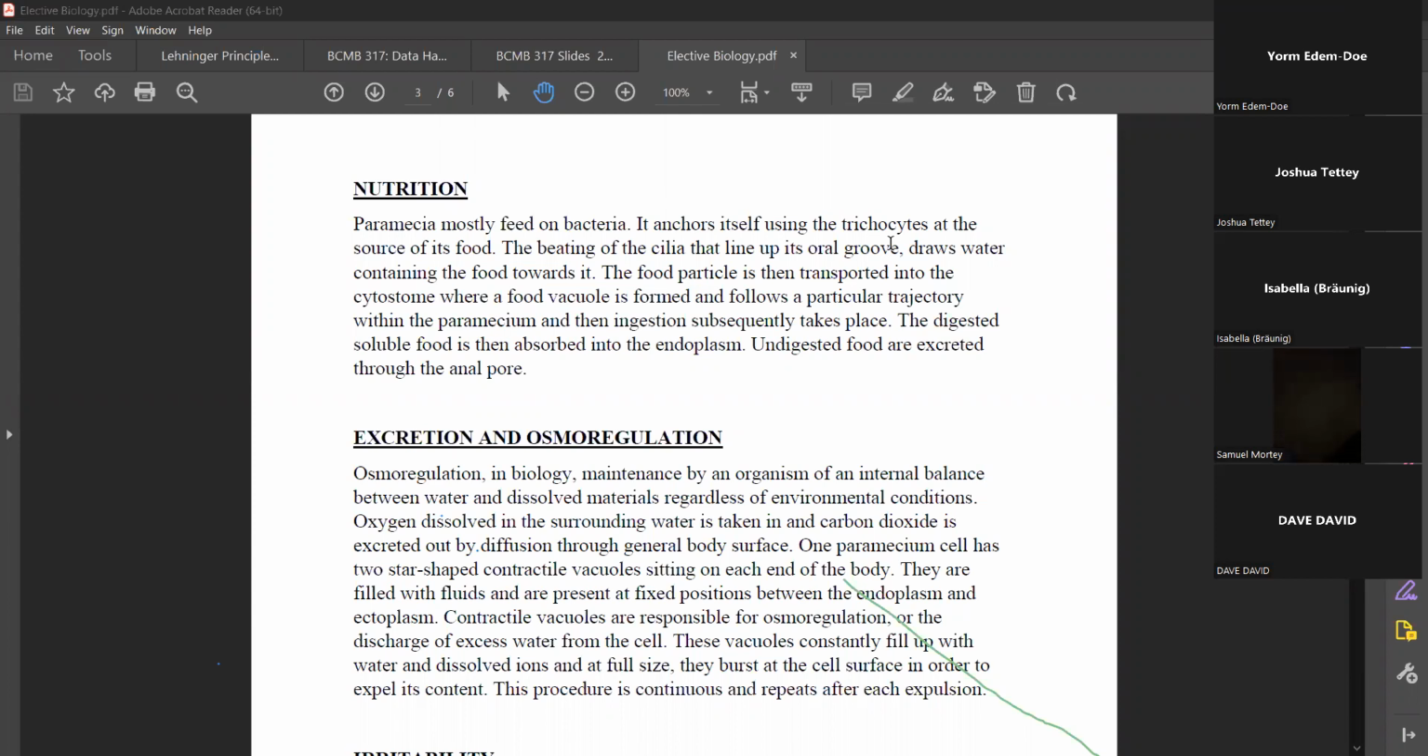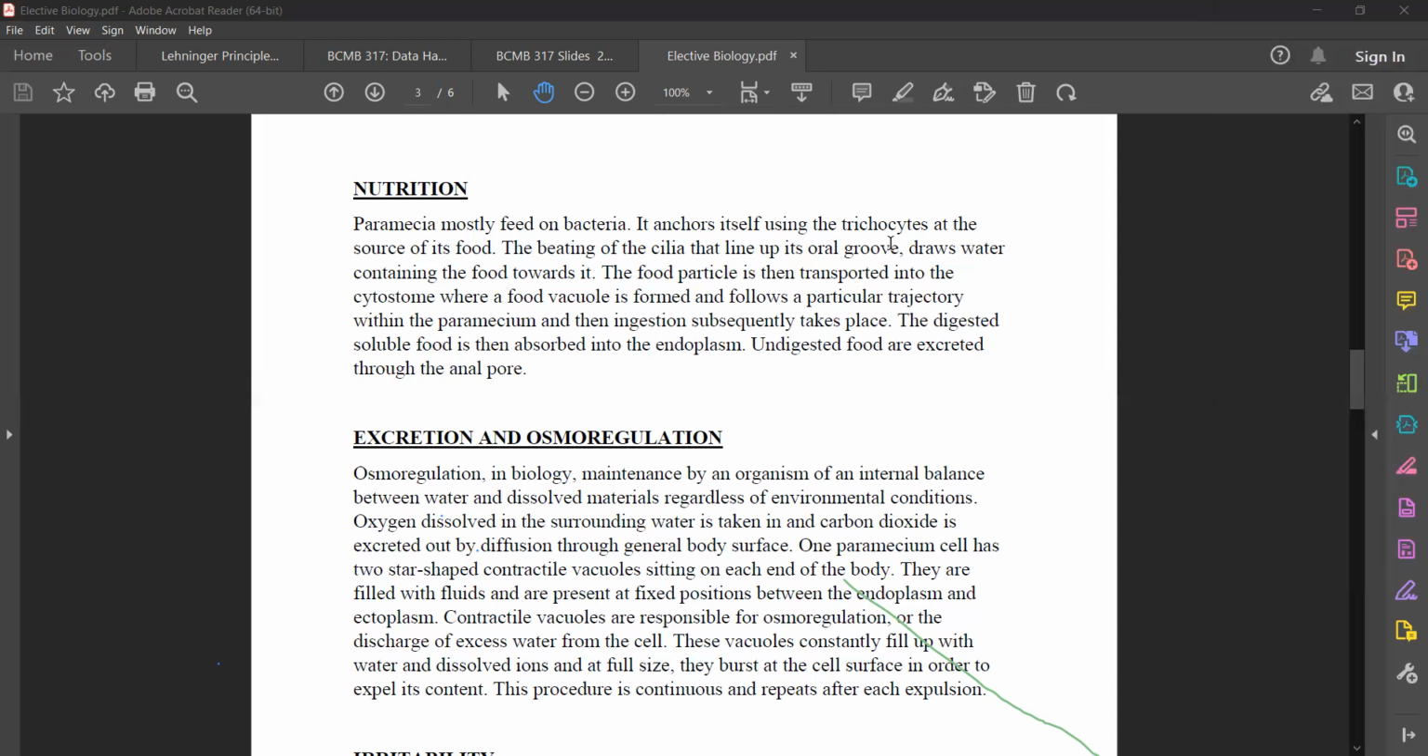So O2 would go in by simple diffusion, or it can even get dissolved in the water that enters through the oral groove. But most of the time, it's through simple diffusion. It diffuses through the membrane and then the CO2 diffuses out.